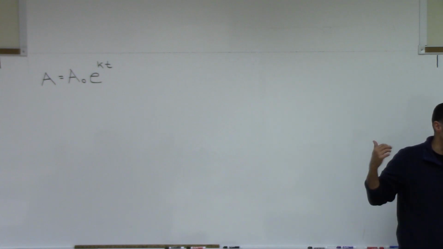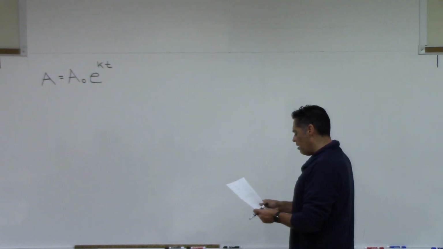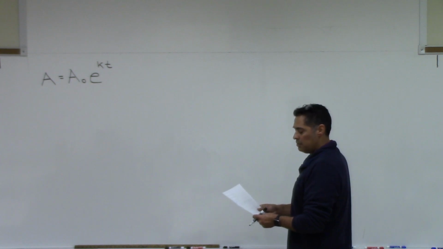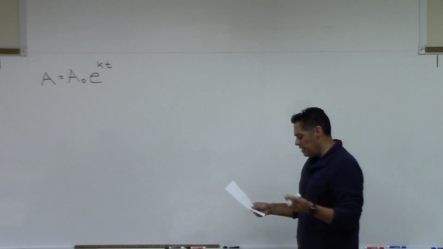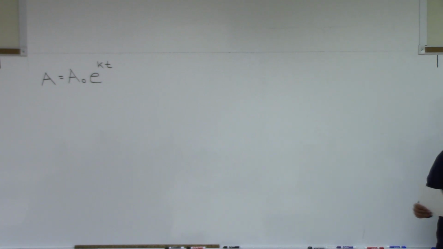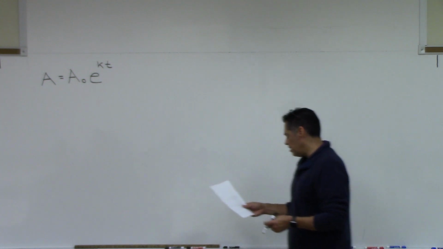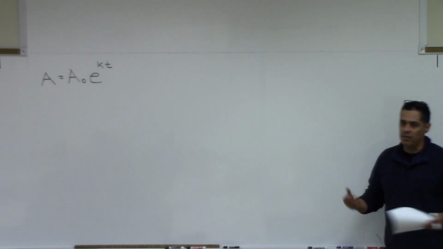K is called our growth or decay constant, and then T is time, and time can be measured in anything in this formula. So here I say, all right, the half-life of alcohol is 5 hours. First, we want to find the equation for the amount of alcohol present after t hours. Then I ask you how much alcohol is present after 24 hours, and then how long does it take to have 20% of the alcohol in your system.